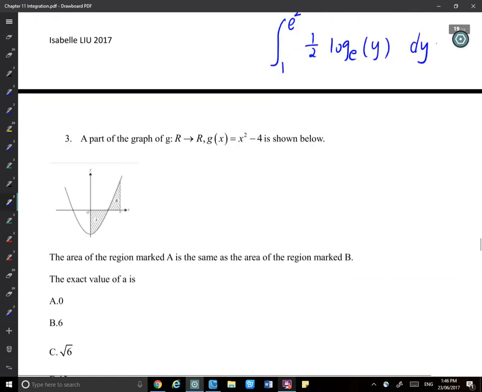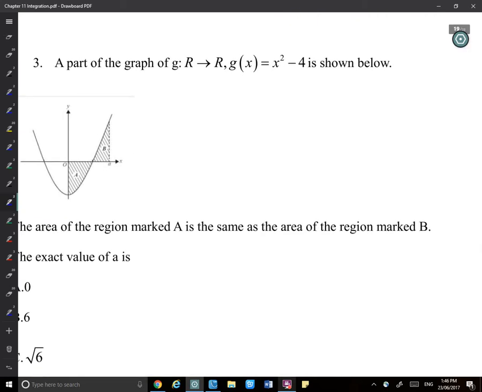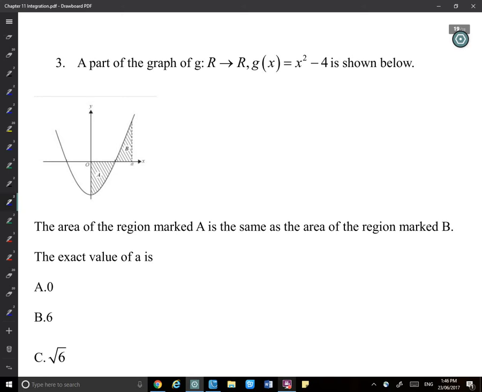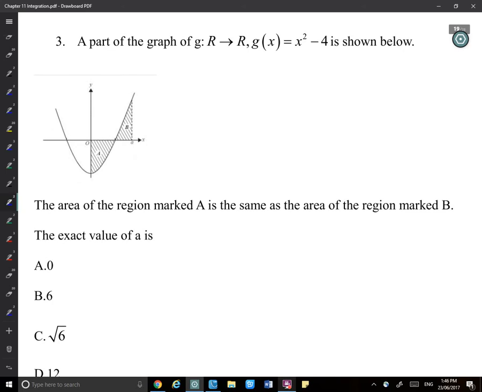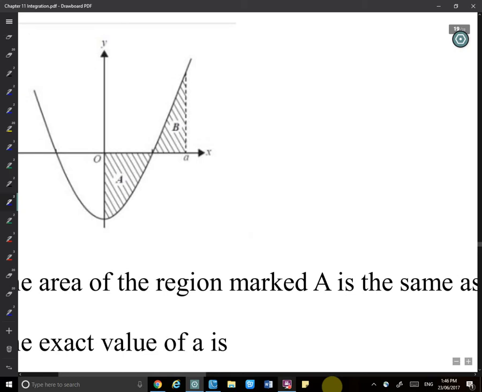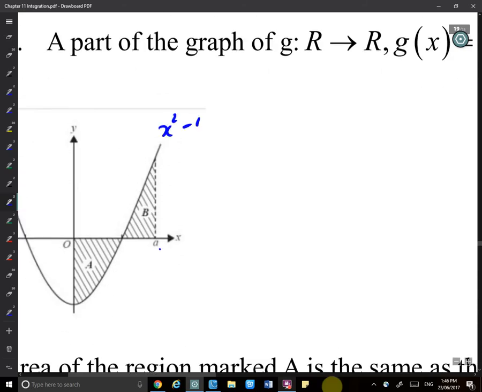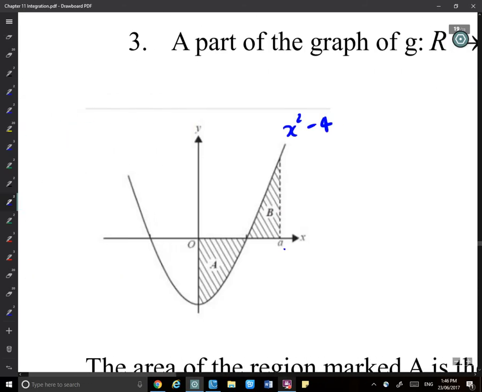Okay, go up a little bit, go to part 3. A part of the graph of this function here, x squared minus 4. The area of the region marked A is the same as the area of the region marked B. What is the exact value of a? I want from 0 to a. This area is the same as this area. This graph is x squared minus 4.